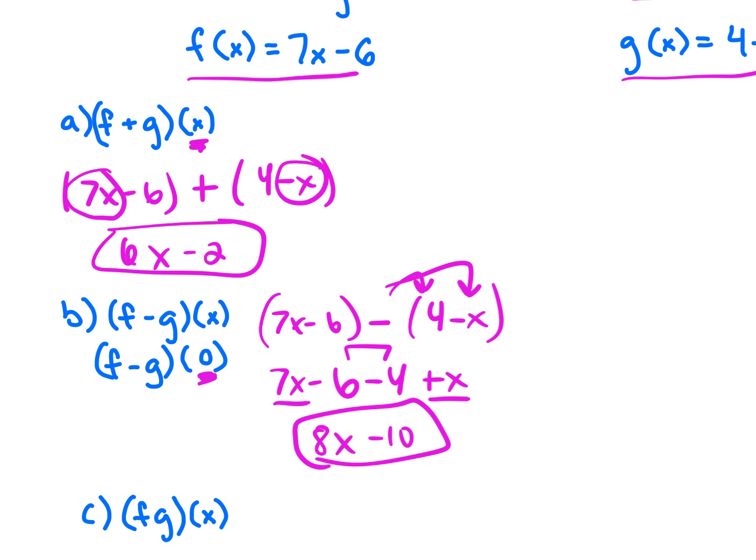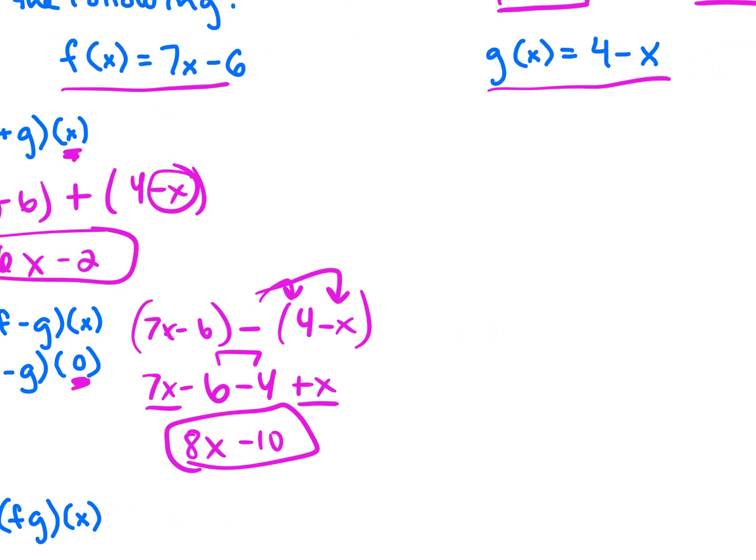What B is saying is to subtract the 2, but for all the x's, plug in what number? 0. Now, there's a couple different ways you could do this. You could say, okay, 7 times 0 minus 6 minus 4 minus 0. And I'd get -6 minus 4, so I get -10. You guys agree? Well, how else could I have done that?